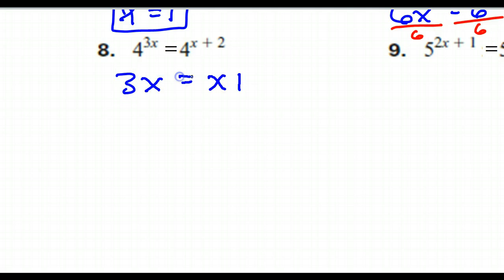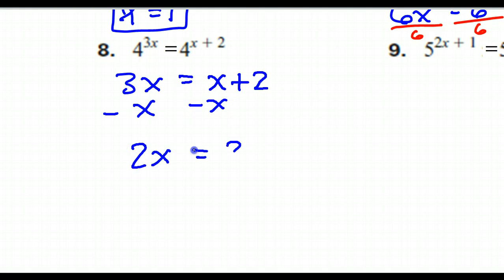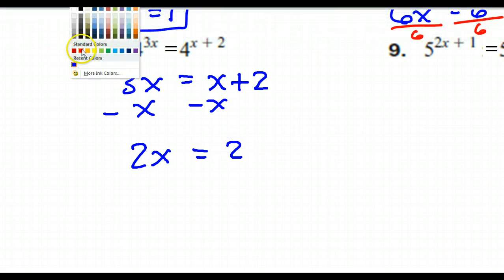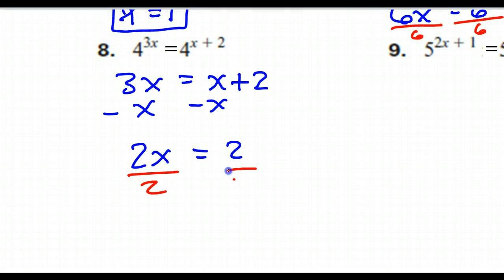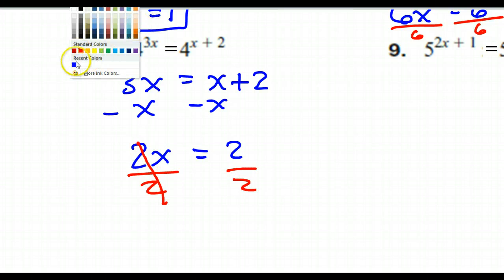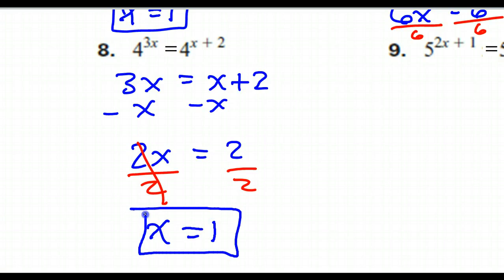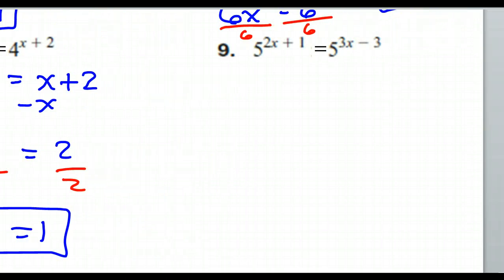3x equals x plus 2. Subtracting x from both sides gives me 2x equals 2. Dividing both sides by 2, and I see that x equals 1 again. Alright, these problems are not particularly challenging.